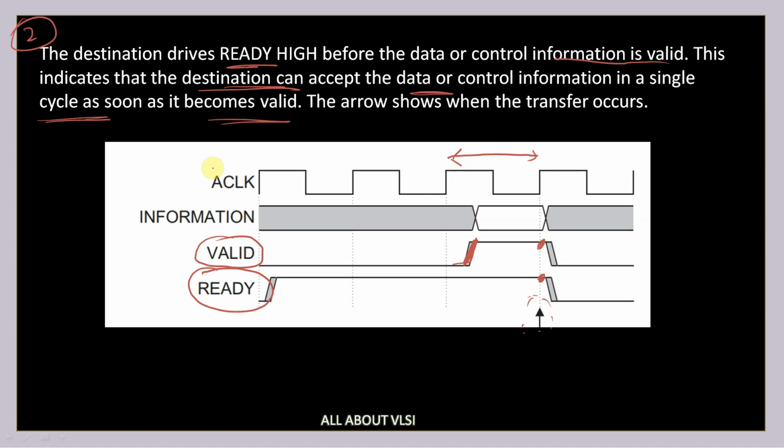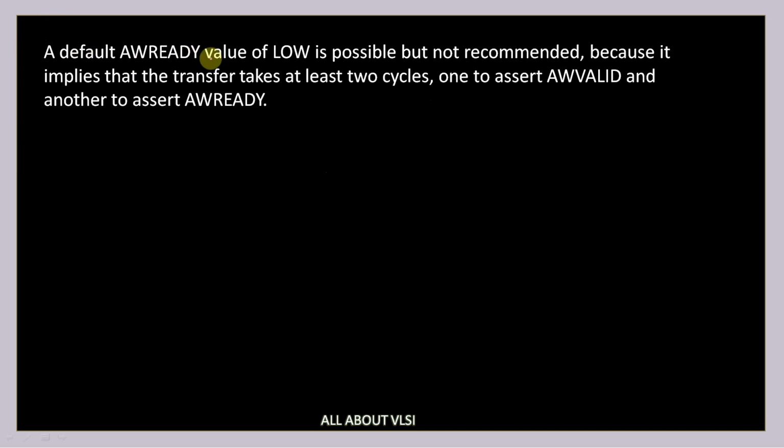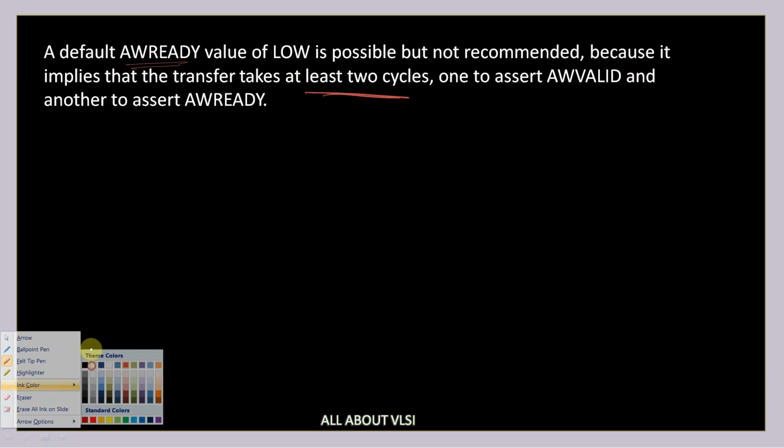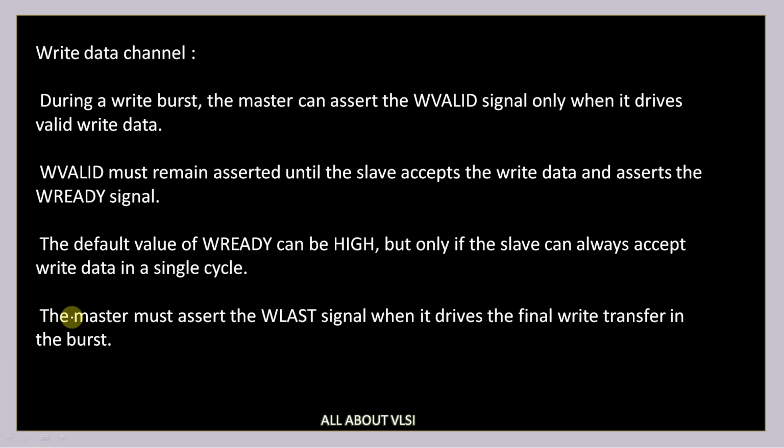What happens if you keep your ready signal by default to 0 and by default to 1? Okay, so that is the difference. You can watch it out. A default value of your AW ready signal of low is possible but not recommended, because it implies that a transfer takes at least 2 cycles, one to assert your AW valid and another to assert your AW ready signal. So this is your case of handshaking in your write address channel.